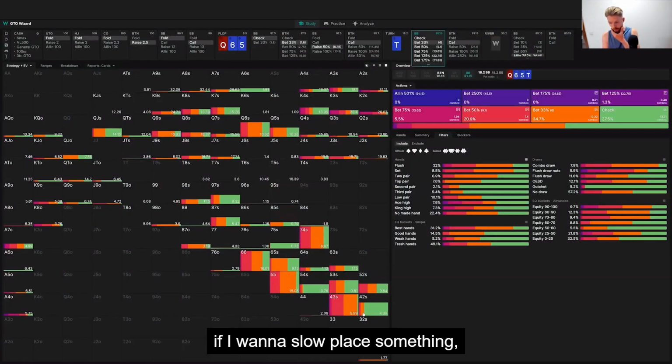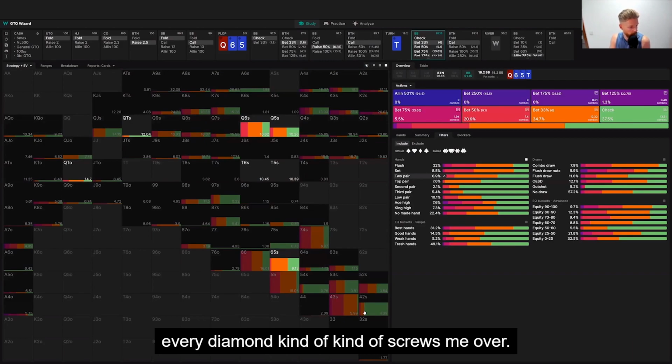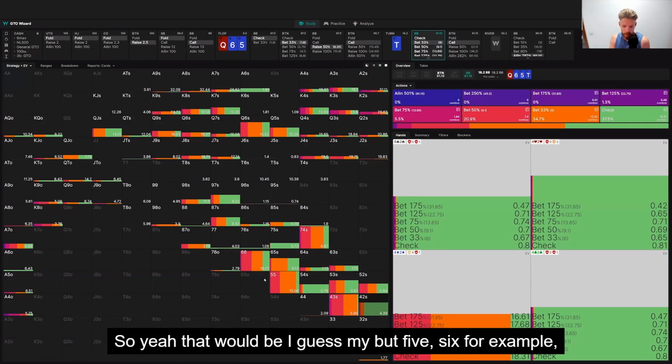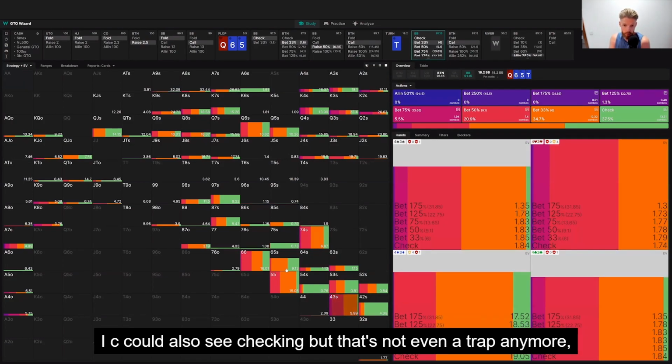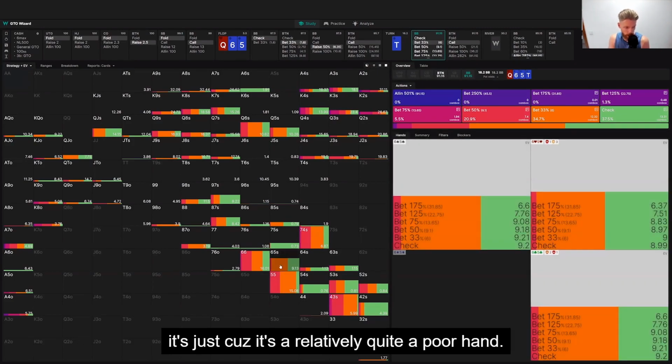So my thought process here, if I want to slow play something, it's probably 4 deuce of diamonds, because there's still every diamond kind of screws me over. So yeah, that would be, I guess, but a 5-6, for example, I could also see checking, but that's not even a trap anymore. It's just because it's a relatively quite a poor hand.